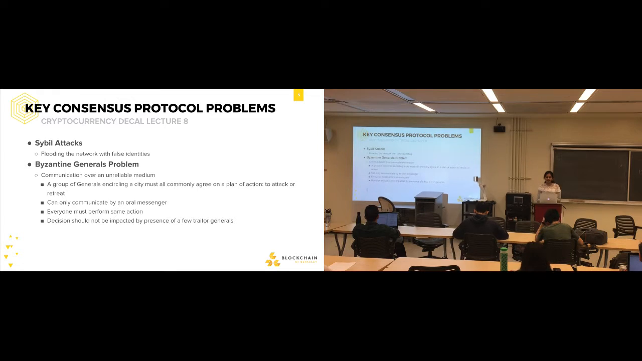So for example, if there are 9 generals, 8 honest generals and 1 traitorous general, 4 of the honest generals decide on attacking and 4 of them decide on retreating, the traitorous general could pass on the message to the attackers telling them to retreat, and the retreaters telling them to attack. This could compromise the security of the whole network.